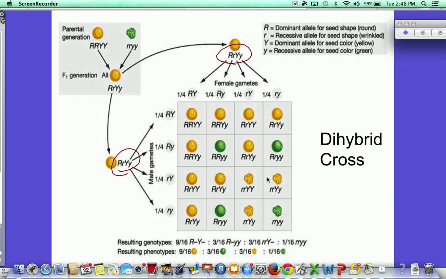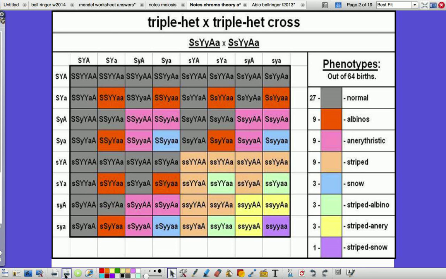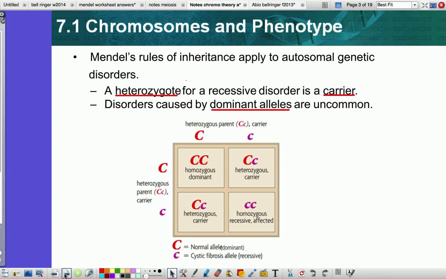Okay, so then when you do your crossing, there are 9 boxes that are going to be yellow and round, 3 boxes that are going to be green and round, 3 boxes that are yellow and wrinkly, and only 1 box that is green and wrinkly. So I just want to draw that to your attention. Okay, this is the next piece that shows a trihybrid. So you can see it gets really crazy when you have 3 alleles that you're trading for. Okay, definitely crazy.